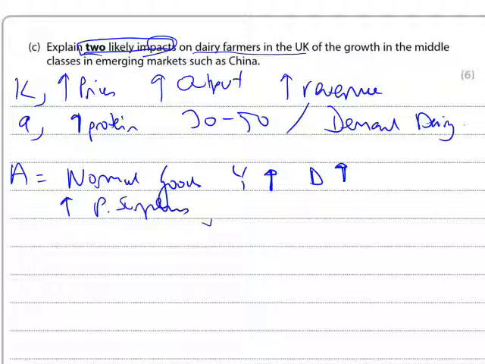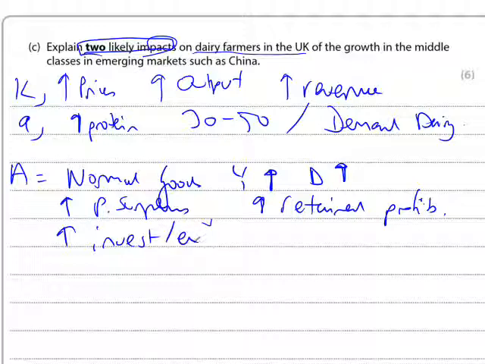That would potentially increase the retained profits of a business, which could allow them to invest or expand in capital goods, and also in this case, as it's UK to China, you could say that the export of those goods will also rise.